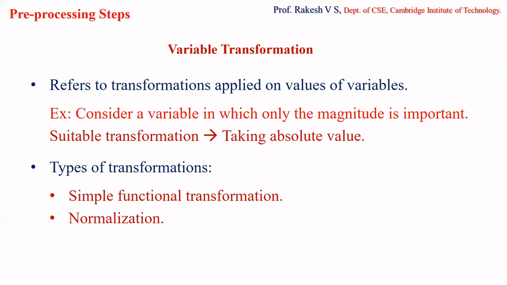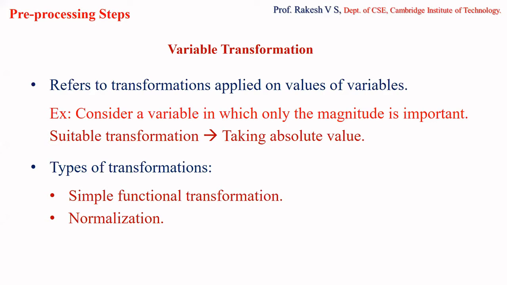Variable transformation refers to a transformation that is applied to all the values of the variable. When I say variable here, it is nothing but attributes that I'm referring to. So what we are going to do is convert the values of a particular attribute, that is attribute values, into one particular format, any one particular format. That is what transformation is. You are transforming from one format into some other format.